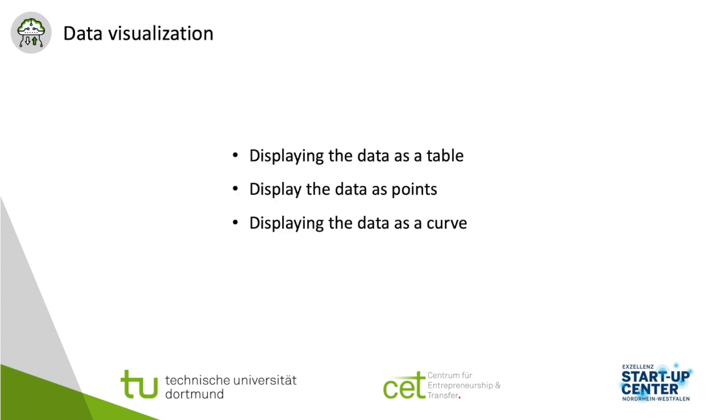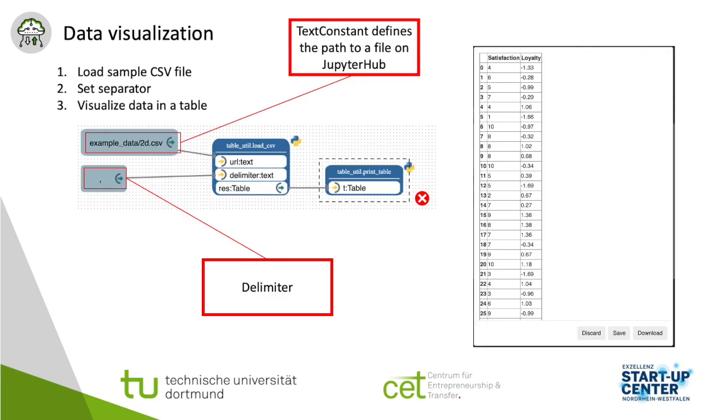Now that it's clear how data is collected, the visualization can be explained next. For this purpose, it is shown how loaded data is visualized as a table, points and curve in a graph. The first example shows, as seen before, a process to load and visualize data. However, this time a CSV file is to be loaded from the JupyterHub.